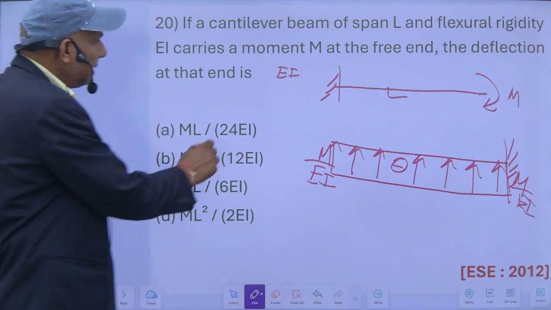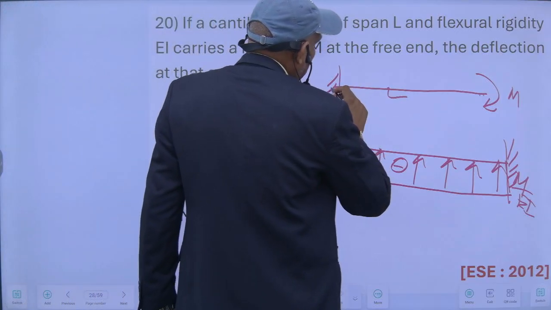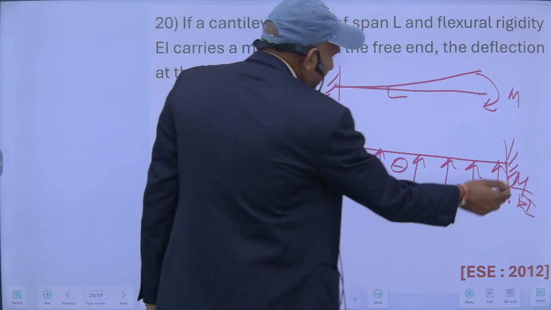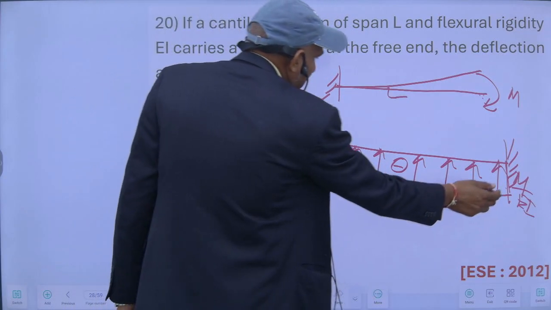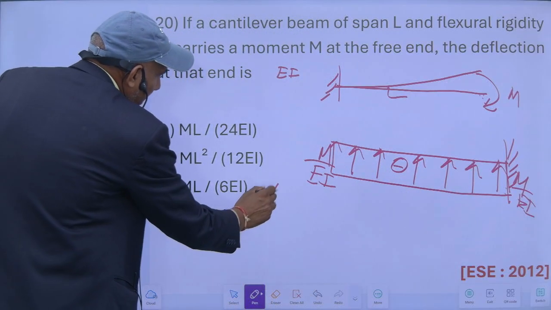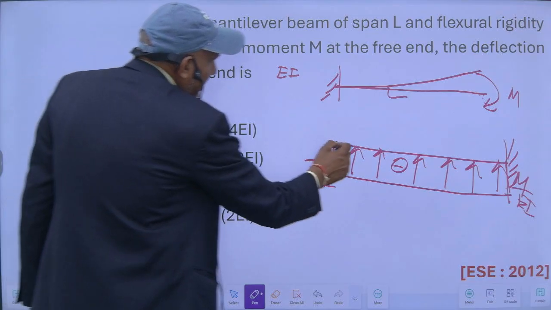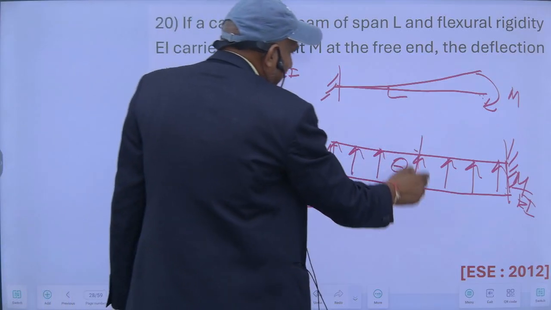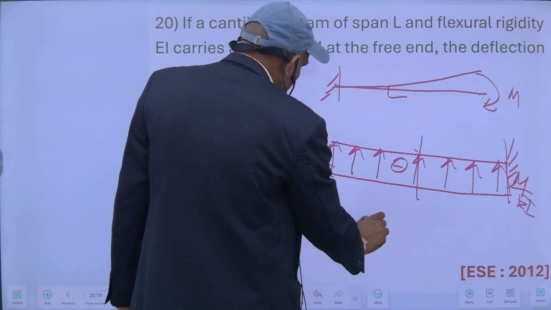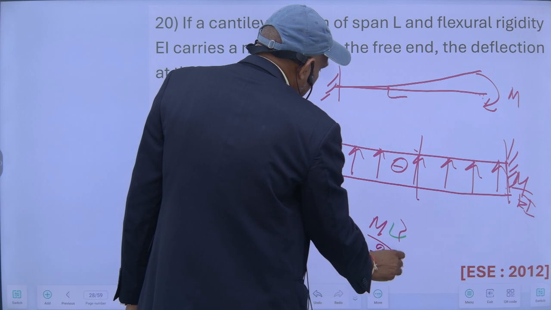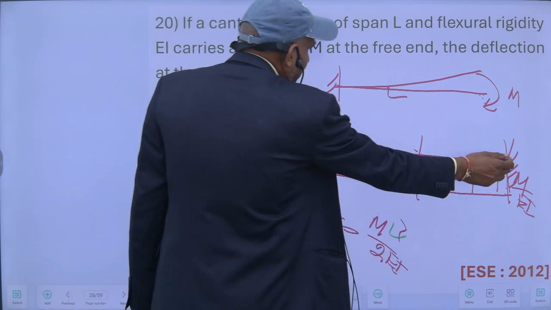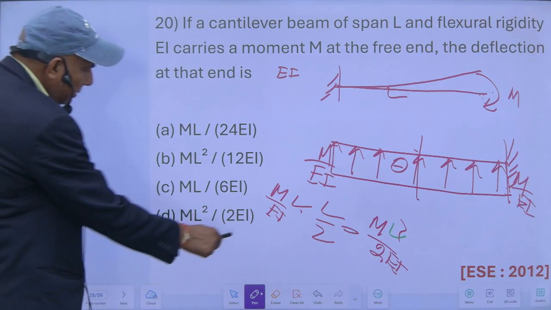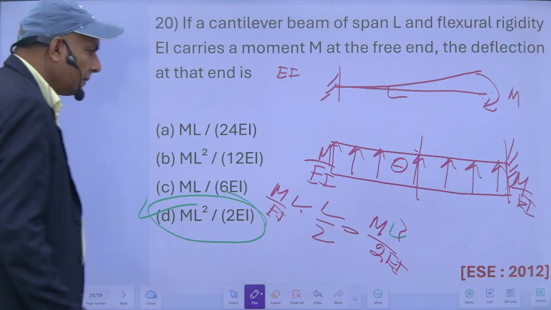So my deflection at this end means my bending moment at this end in the conjugate beam. So I have to take the moment at this. It will be M upon EI into this length, which is the area, and it will act at half of this span, so L by 2. So this will be ML square upon 2EI. ML square upon 2EI is the bending moment in the conjugate beam, which is the deflection at the free end in the real beam. So this one is the right option.